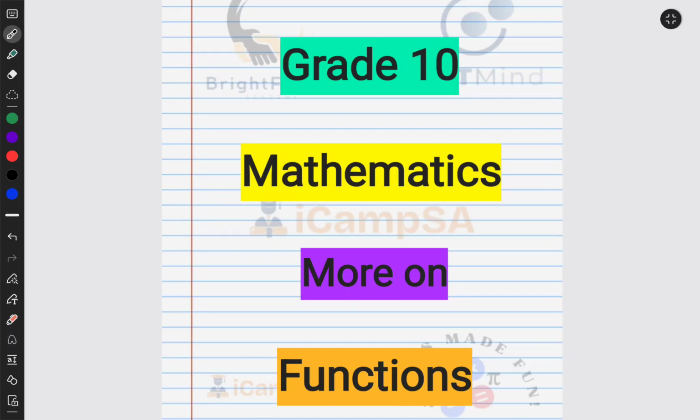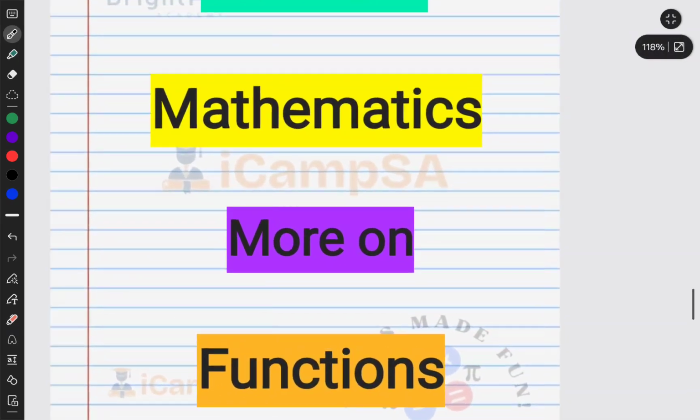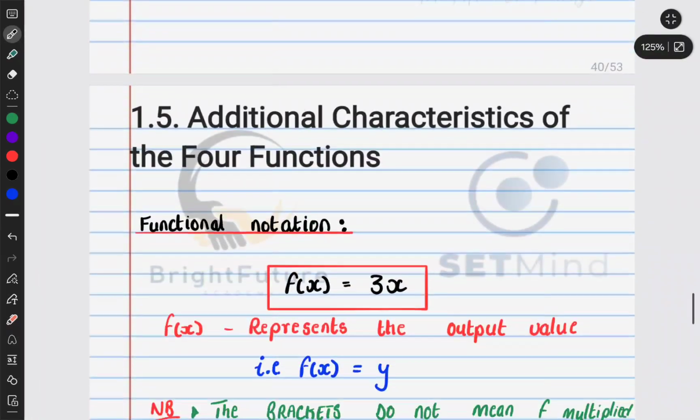This lesson will be on functions. We'll be covering characteristics of the four functions that are done in grade 10, which are your linear function, quadratic function, hyperbola, and the exponential function. And then we'll also do some exercises on those functions. Without wasting any more time, let's get into it.